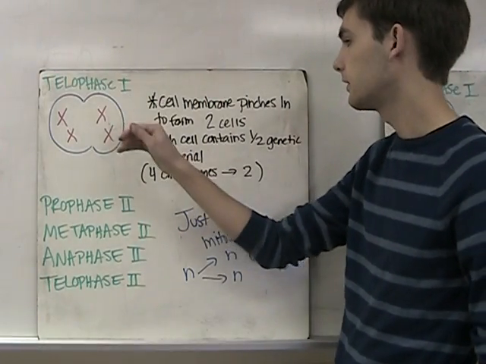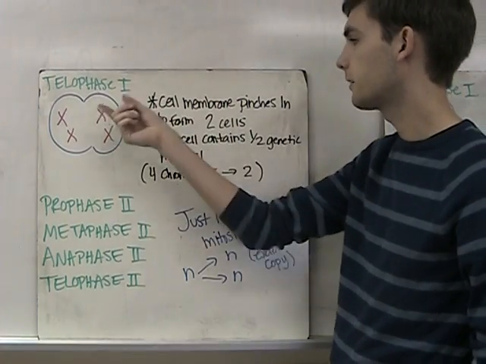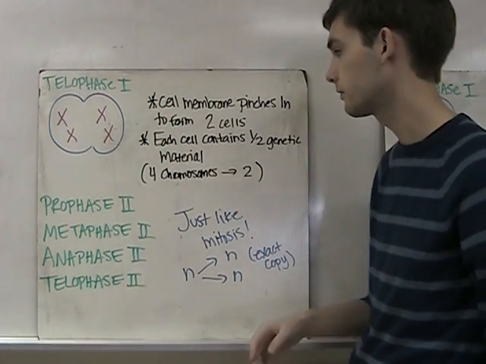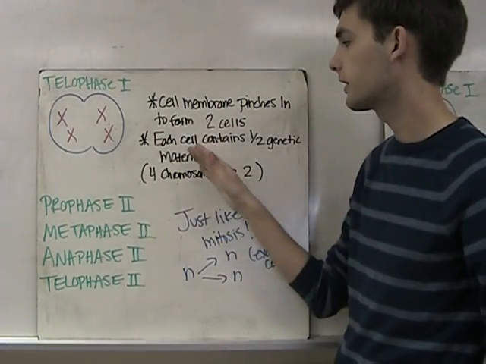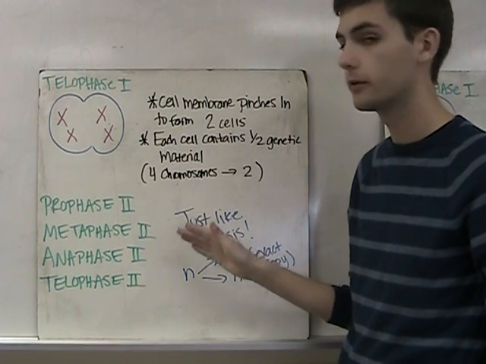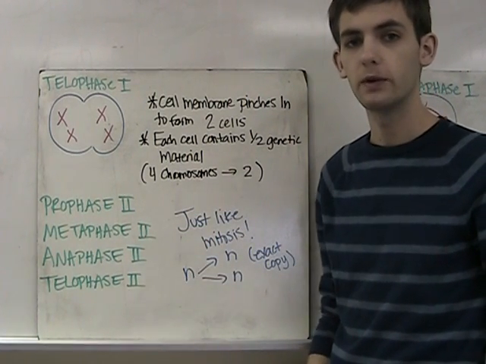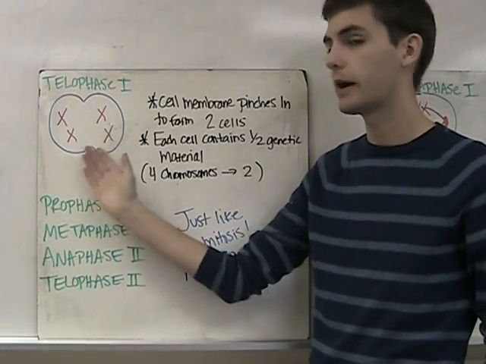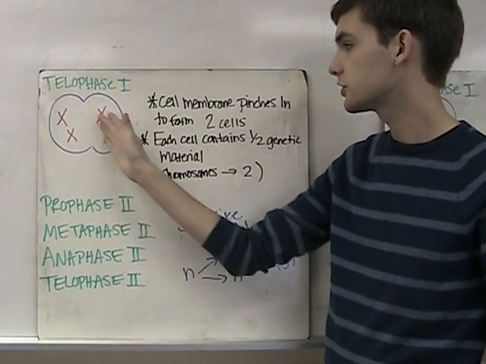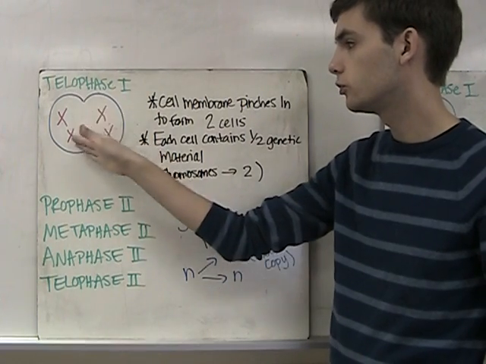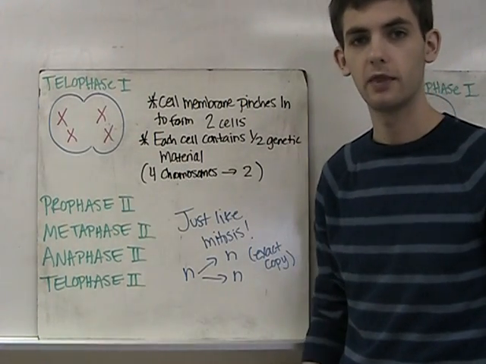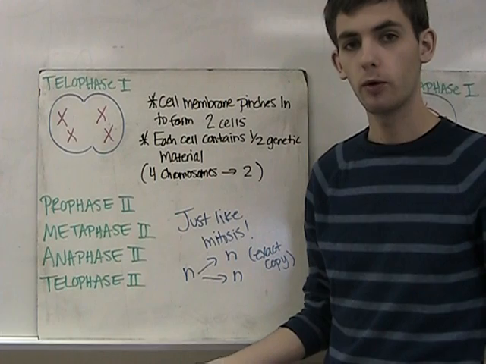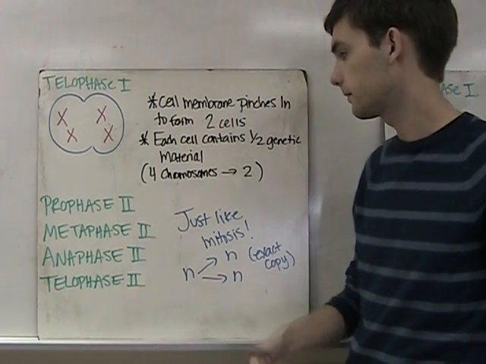Telophase 1 is when the cell membrane begins to pinch in to form 2 new cells. Each cell now contains half the genetic material. So in this example, we started with 4 chromosomes, and at the end of meiosis 1, each cell has 2 chromosomes in them. So we went from diploid to haploid.